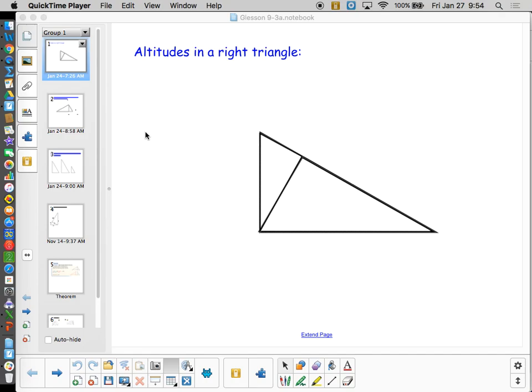Looking at a new topic, and again, a little bit off the script as far as notes go. We'll be using some stuff from the journal, but I'm also adding some of my own notes here just because I want to teach this a little differently than how they present it in the book. So we're talking about altitudes in a right triangle.